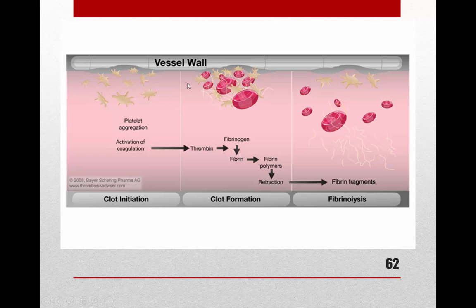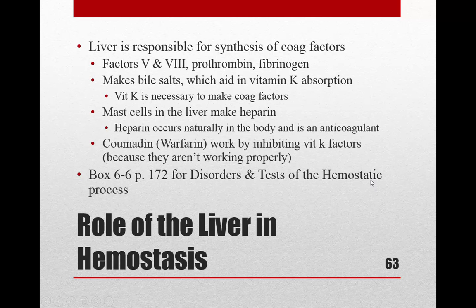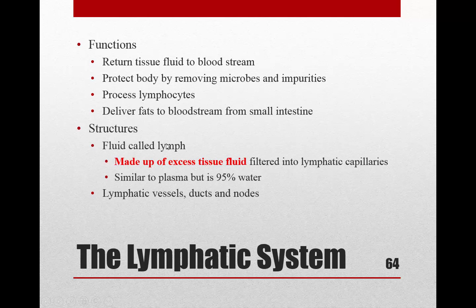All right, so it shows you this stuff again. The liver plays a big role in the synthesis of these coagulation factors. So factors 5, 8, prothrombin, and fibrinogen are all made by the liver, okay? Certain cells called mast cells in the liver make heparin. Heparin occurs naturally in your body, and it works as an anticoagulant, all right? So you can read a little bit about this on your own. All right, and that's it for that.